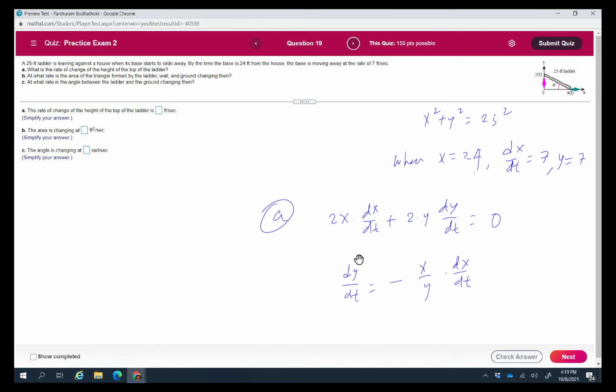So for finding the rate of change of y with respect to time when x is 24 and y is 7, and the rate of change of x with respect to time is 7, we just need to plug in these values here.